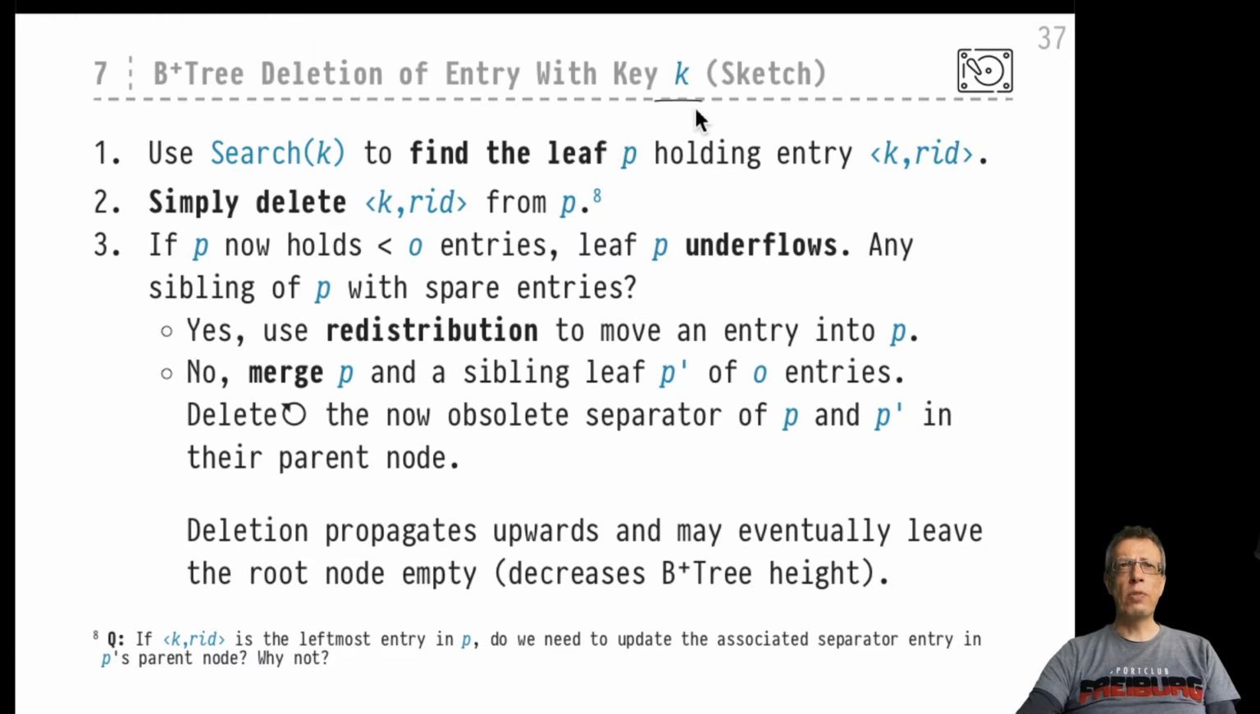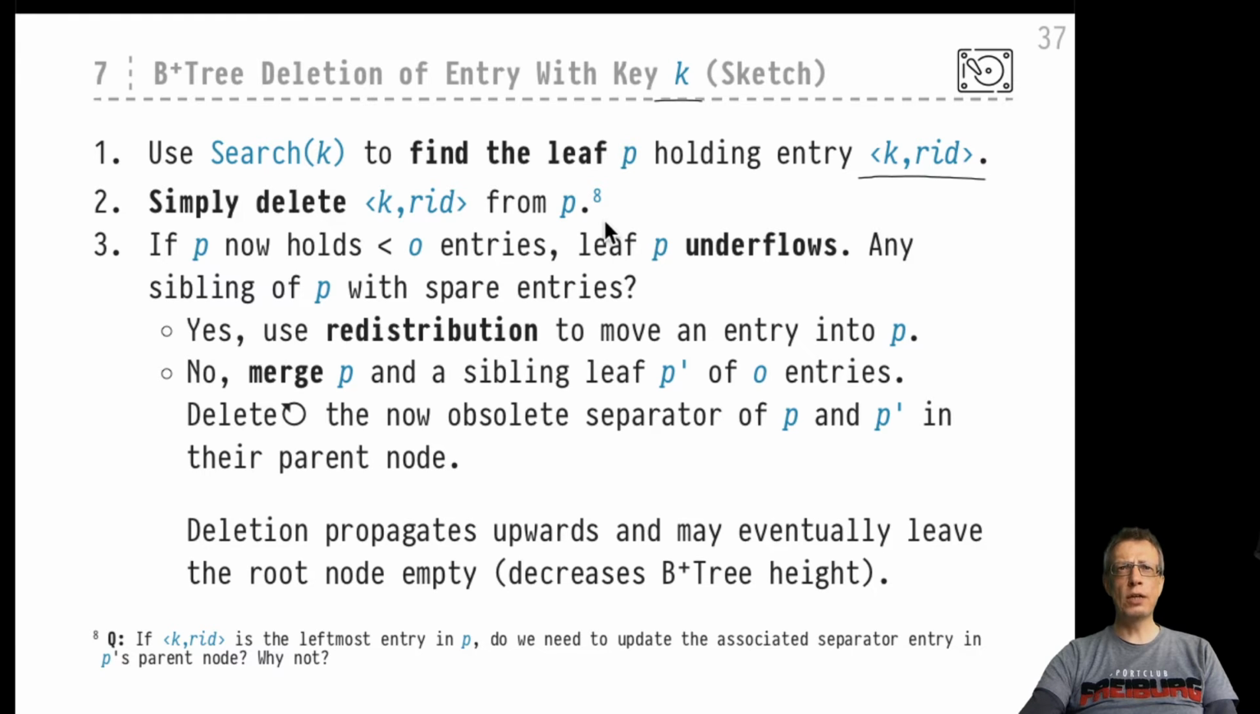Okay, so what we then would do is, of course, use our search routine to find the leaf node P that should hold the entry with the key value K. We'll probably find that entry there. If we do not find that entry there, well, then it has not been stored in the B+Tree at all, and our deletion is done already. Stuff that has not been stored in the B+Tree cannot be deleted. So, story over. Otherwise, we simply delete this key value and its associated RID from leaf page P.